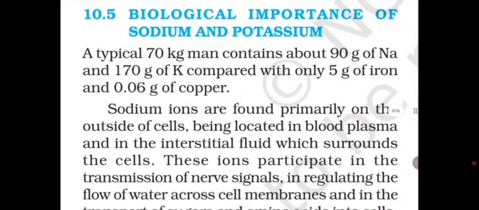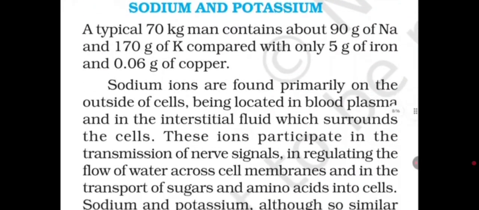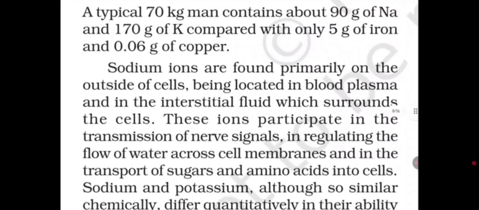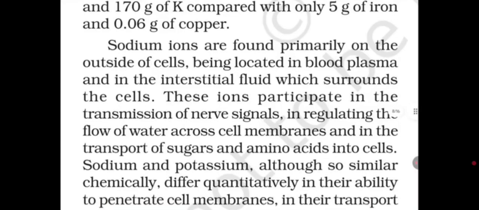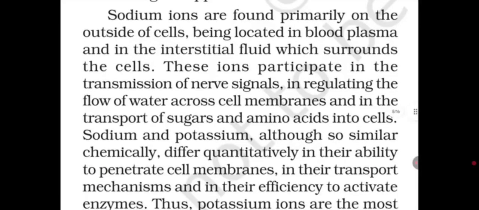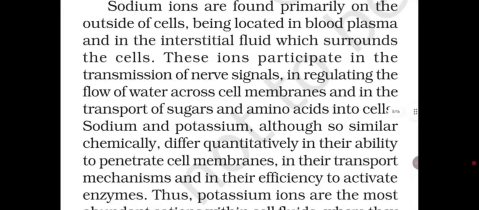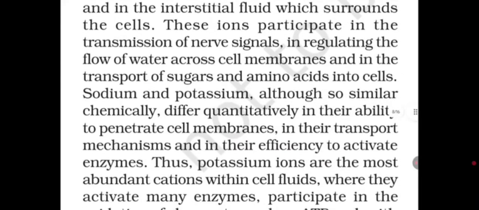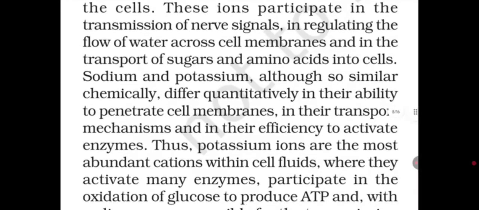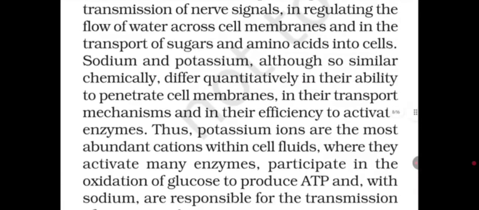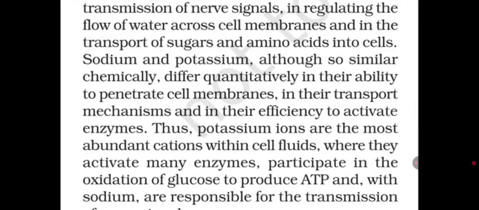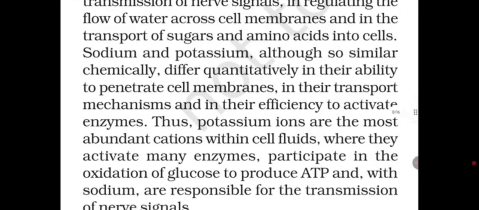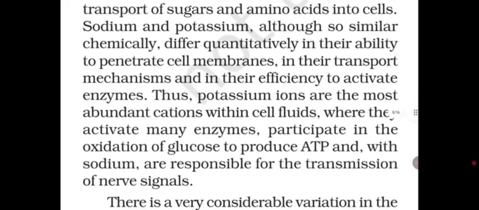Next topic is biological importance of sodium and potassium. A typical 70 kg man contains about 90 gram of sodium and 170 gram of potassium, compared with only 5 gram of iron and 0.06 gram of copper. Sodium ions are found primarily on the outside of cells, being located in blood plasma and the interstitial fluid which surrounds the cells. These ions participate in the transmission of nerve signals, in regulating the flow of water across cell membranes, and in the transport of sugars and amino acids into cells.